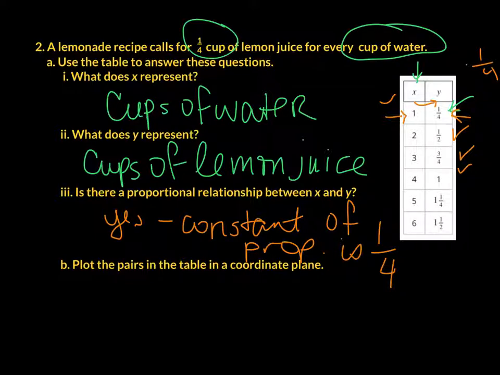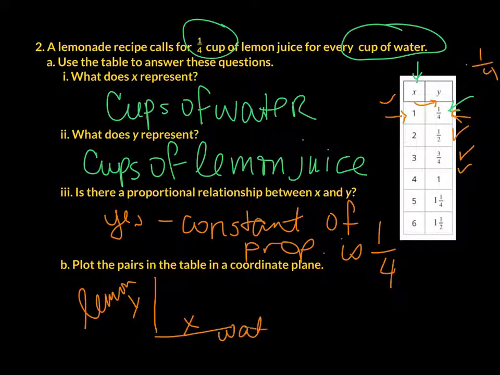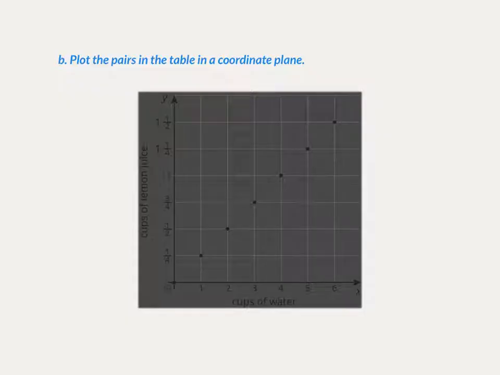The last thing I need to do is plot those pairs from the table in a coordinate plane. So just quickly, I know that this is going to be my y, and this is going to be my x. So y is lemon juice, and x is water, and then I simply need to plot those points. On our next page, you can see that that's been done. I know that it's dark. I don't like how it came out, but you can see that this over here is cups of lemon juice, and this is cups of water. And you can see that the points are going up steadily in a straight line that passes through the origin.